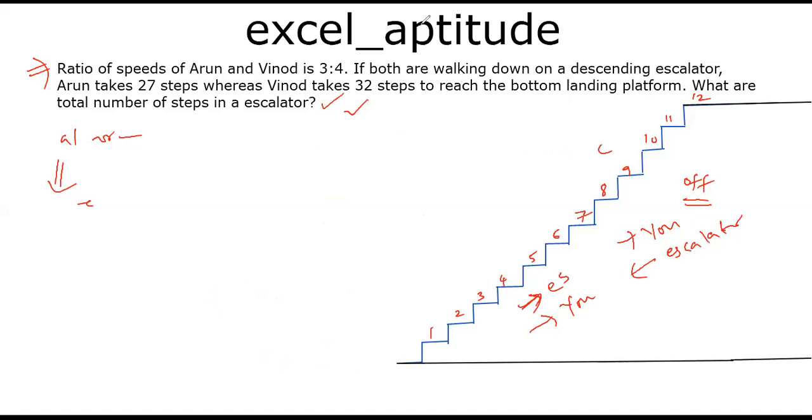Now coming to the question. The ratio of speeds of Arun and Vinod is 3 is to 4. So let me assume Arun's speed is 3x steps per second and Vinod's speed is 4x steps per second. Arun takes 27 steps to reach the bottom landing surface. That means the time taken by him is 27 by 3x. Yes or no? This is the time taken by Arun.